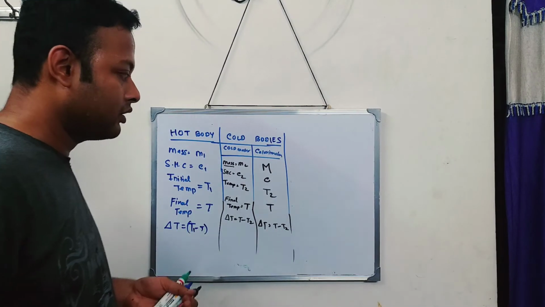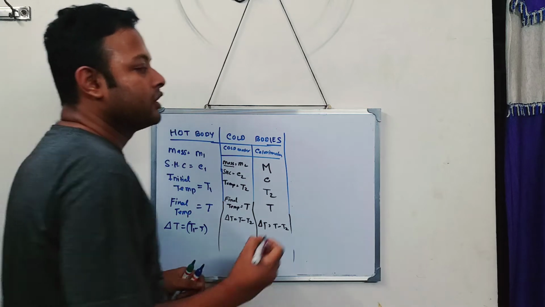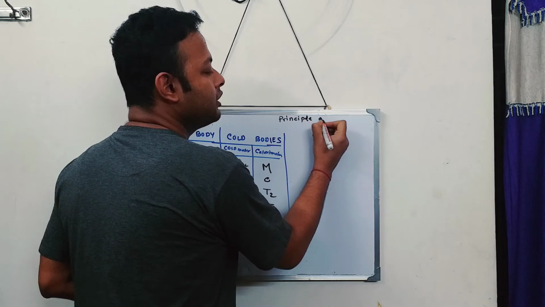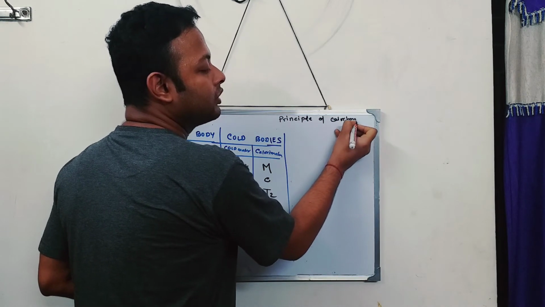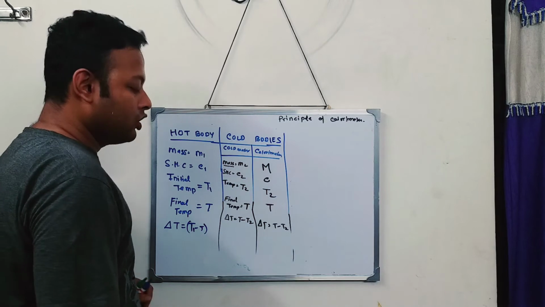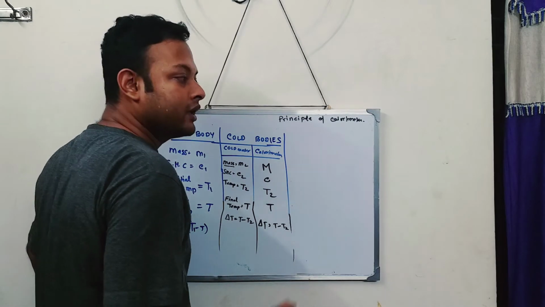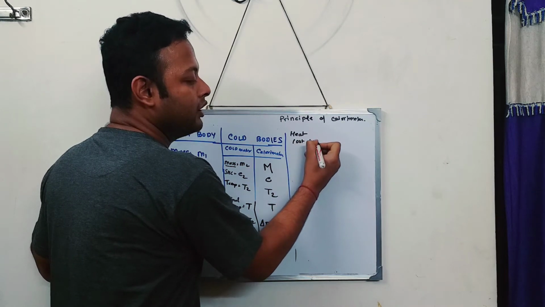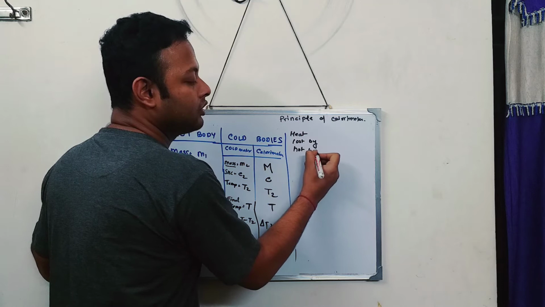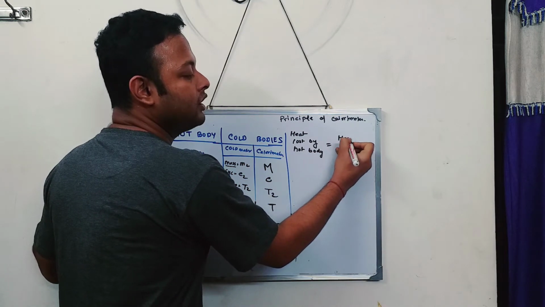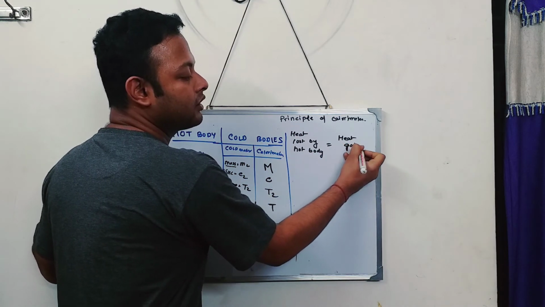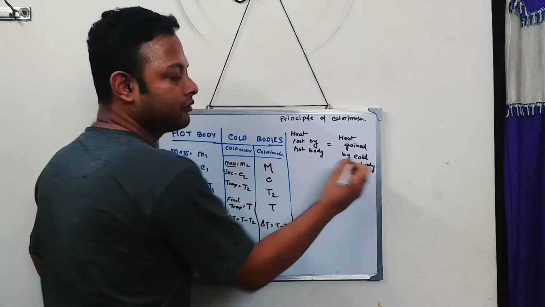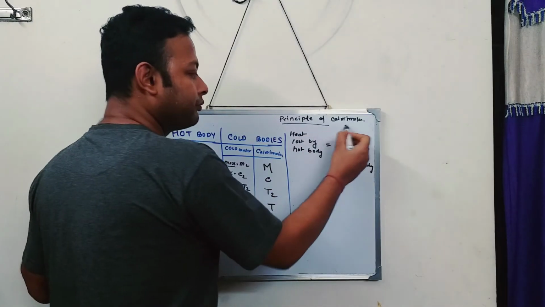Now what is the principle of calorimetry? That the heat given by the hot body is equal to the heat gained by the cold body. Heat lost by the hot body equals heat gained by the cold body. This is the general principle of calorimetry.